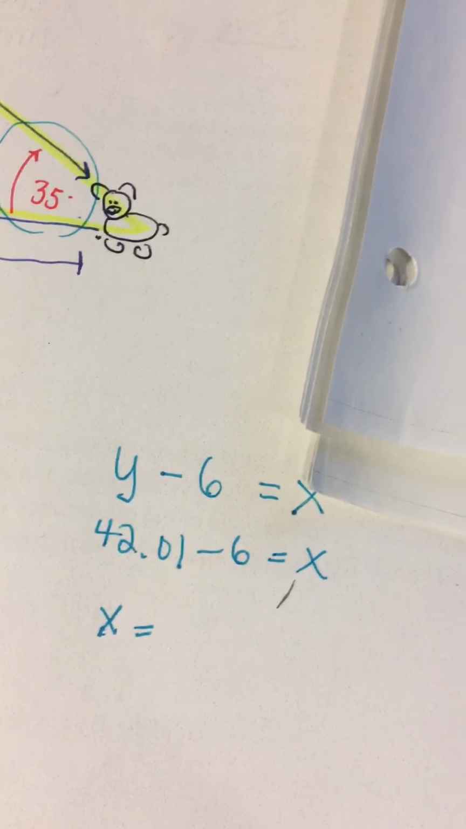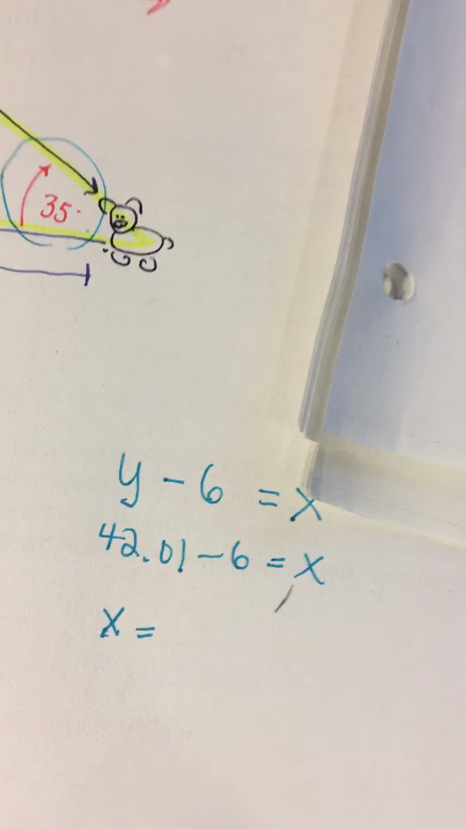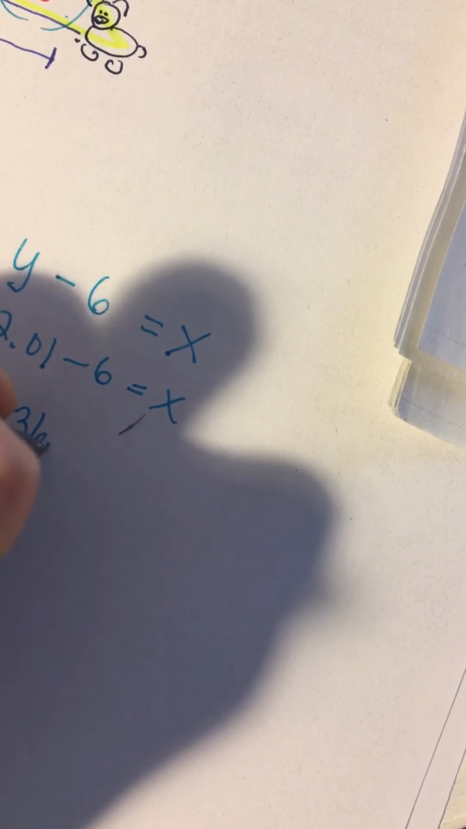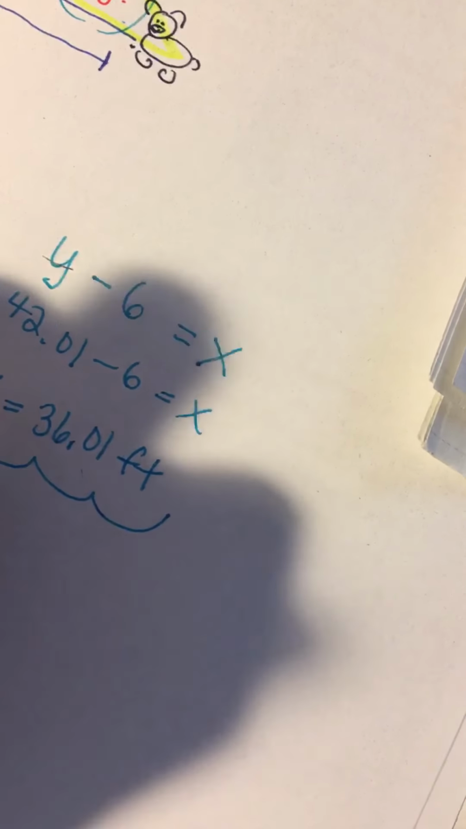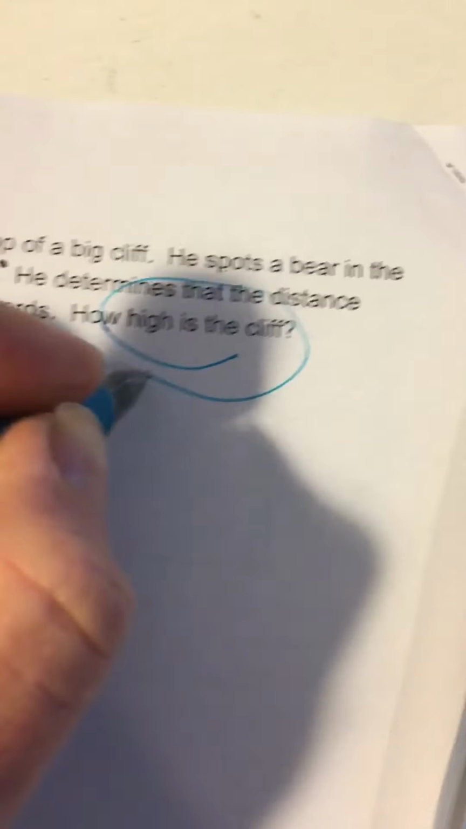Oops, made a mistake. Minus 6 is 36.01 feet. So the cliff is 36.01 feet. I went back. I answered my question, how high is the cliff? That's what they were asking.